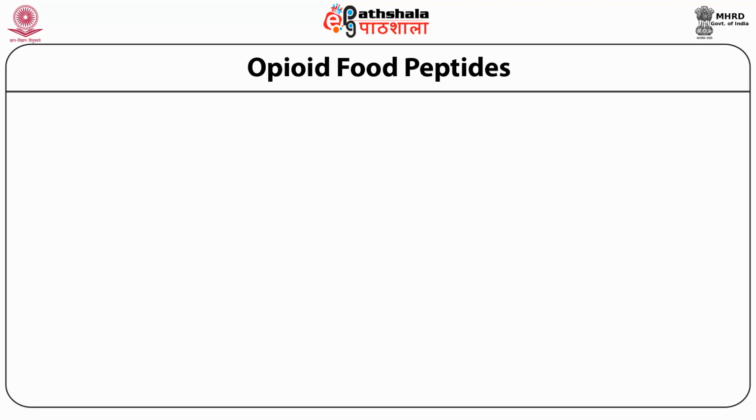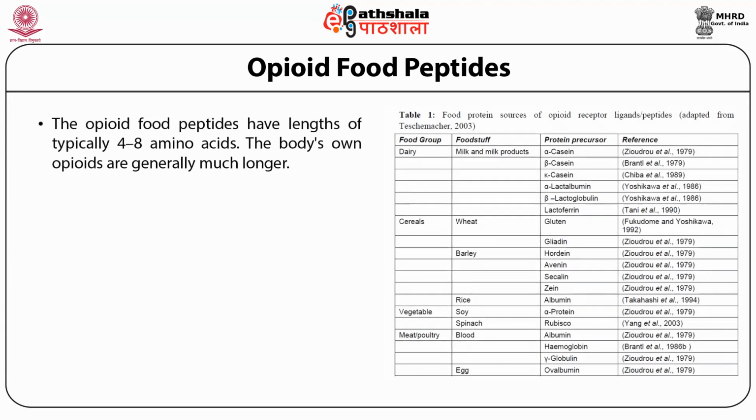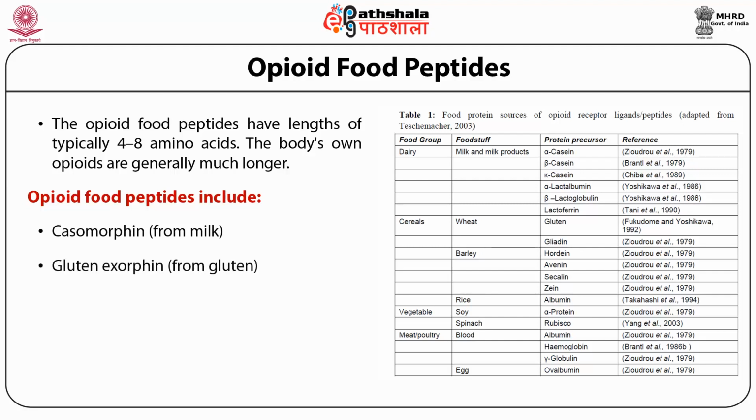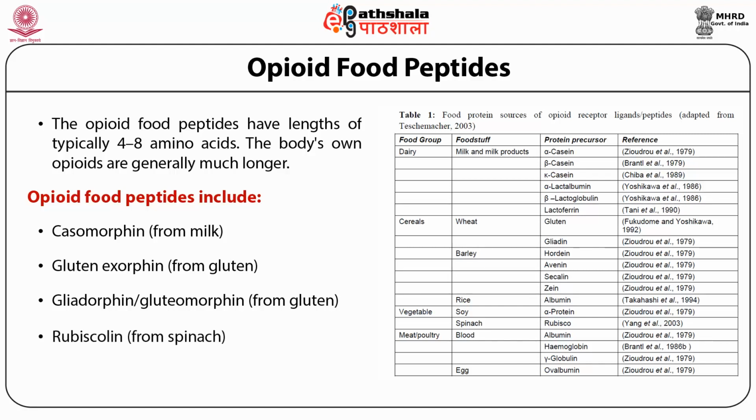The next class of opioid peptide is actually food peptide. These opioid food peptides have a length of typically 4 to 8 amino acids, and again, the body's own peptides are generally much longer. There are many types of opioid food peptides. One is called Casomorphin, which is isolated from milk. The other one is Gluten Exorphin, which is isolated from gluten. Then Gliadorphin, again from gluten, and Rubiscolin, which is from spinach. As you can see, there is a list of different opioid food peptides which have been isolated from different food products and from different food proteins.